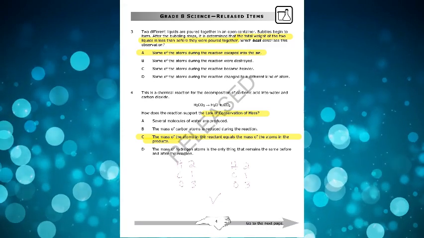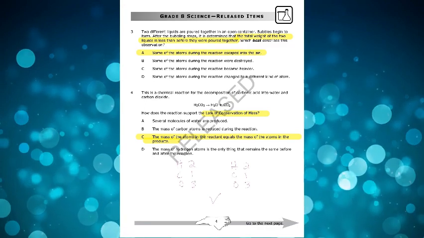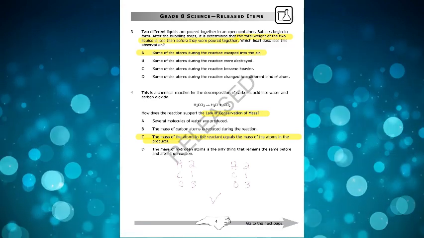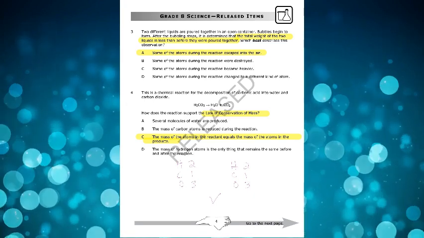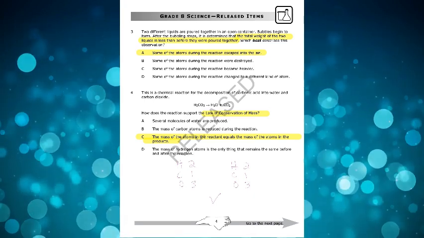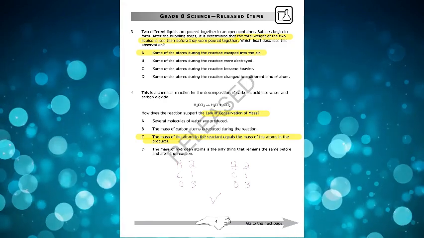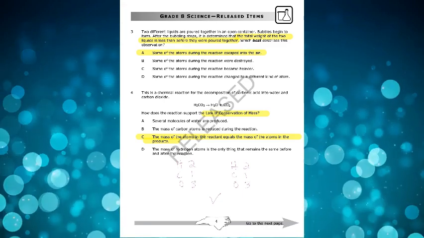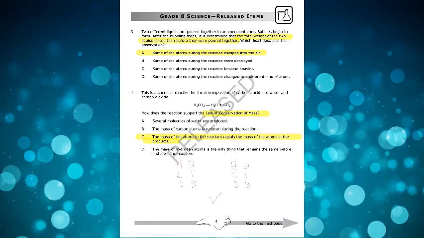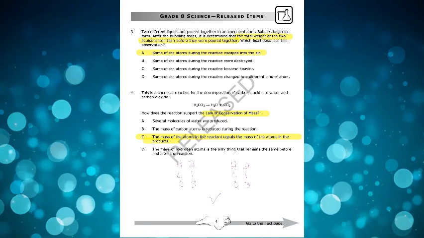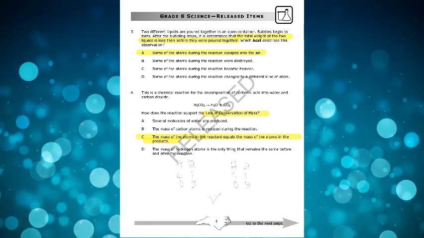So, number three, two different liquids are poured together in an open container. Bubbles begin to form. After the bubbling stops, it is determined the weight of the two liquids is less than before they were poured together. Which best describes the observation? If you have the two liquids and you put them together, the total should be equal to whatever the two were separate. Well, now that you know that's not the case, what happened to that extra?